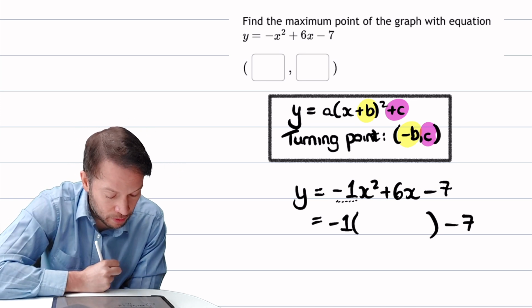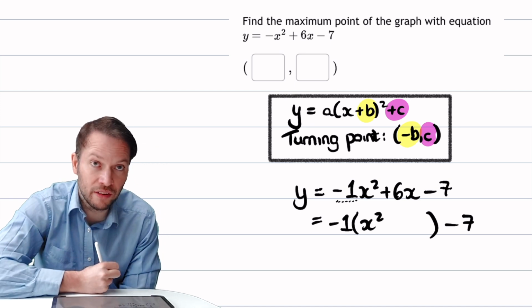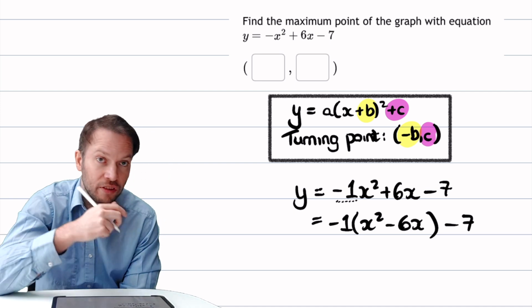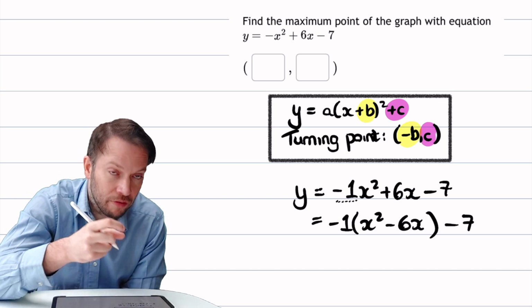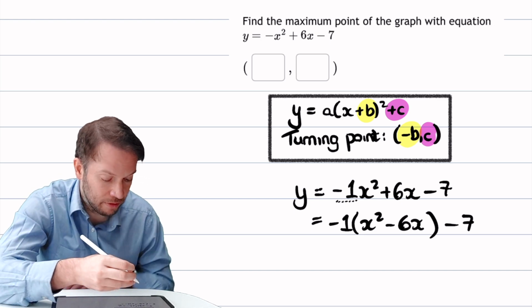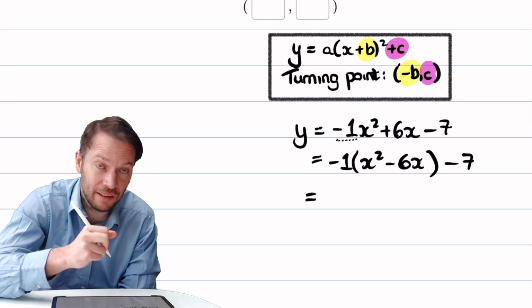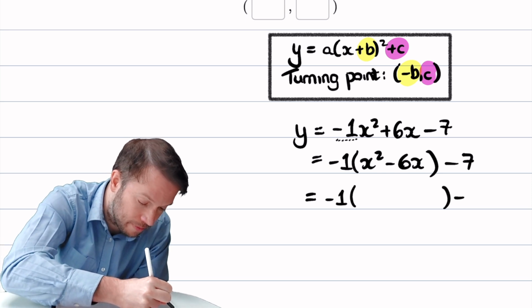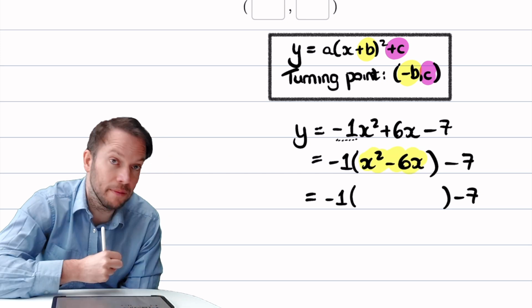So let's take the minus 1 out of those first two terms. Minus 1 times what is minus 1x squared? Well, it's x squared. And minus 1 times what is plus 6x? It's minus 6x. So just to reiterate, we factorize out the number in front of the x squared out of the first two terms. We've done that. The second step is to complete the square inside the bracket. So I'm just going to copy everything outside the bracket.